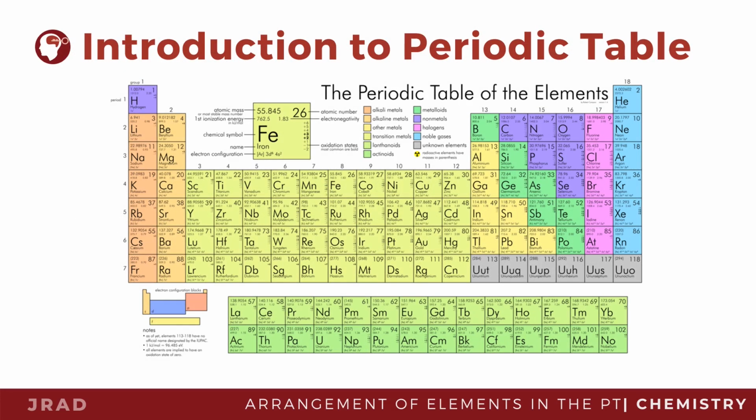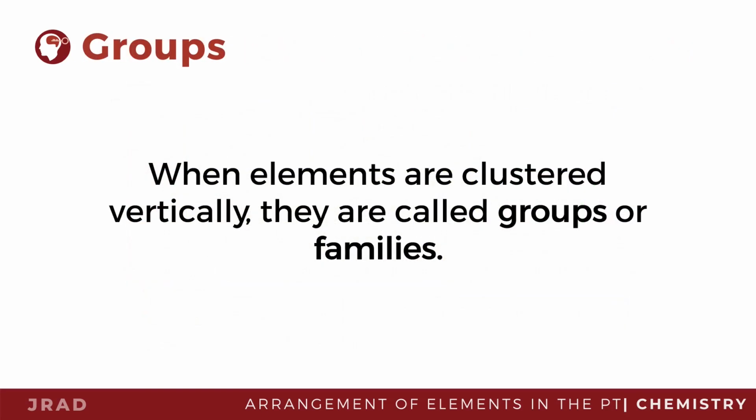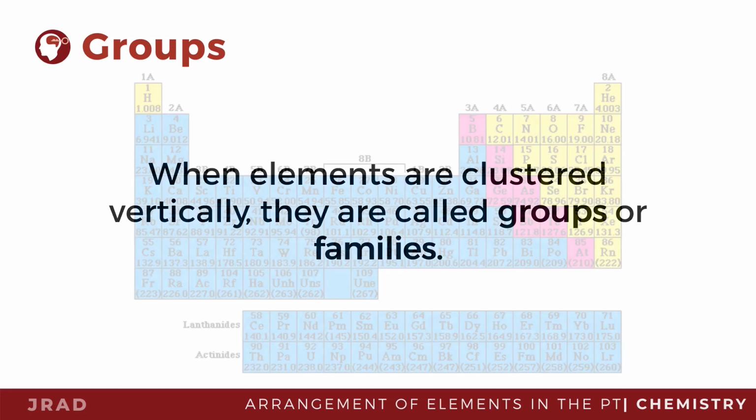The periodic table presents the elements in a systematic and organized manner by arranging them in order of increasing atomic number and recurring chemical properties. By looking at the periodic table, you can see that the elements are arranged vertically, which is called groups or families. The elements in each column have similar chemical properties due to their similarities in the number of electrons in their outer shells, or what we call the valence electrons.